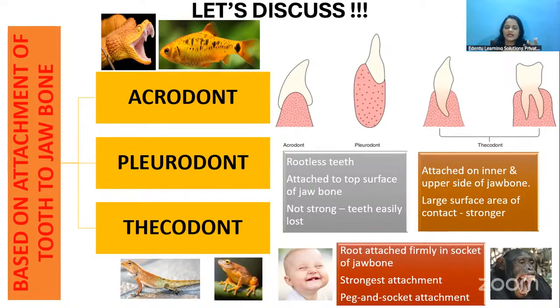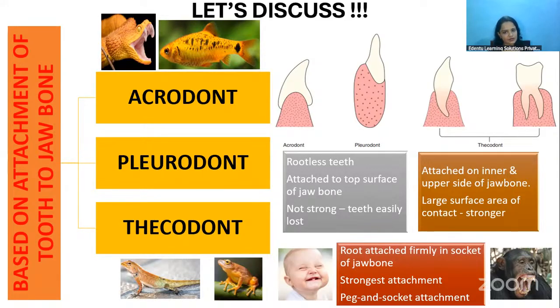And since it does not have a socket and is not very strongly held by the bone, it is very weak in nature. Okay, so it can easily be shed or the teeth can be easily lost. Such types of teeth are usually seen in fishes and in some reptiles also. So that is acrodont, which is also called rootless teeth.